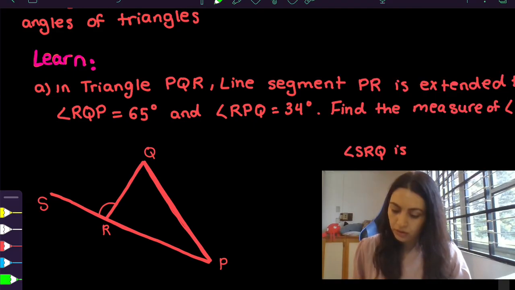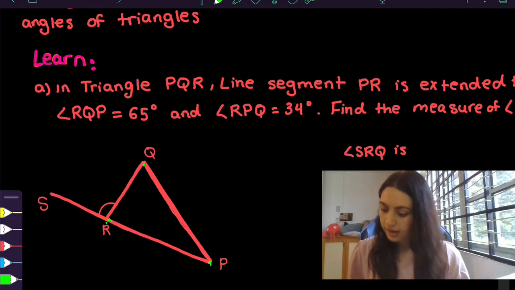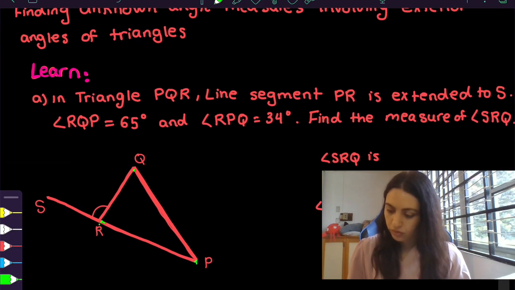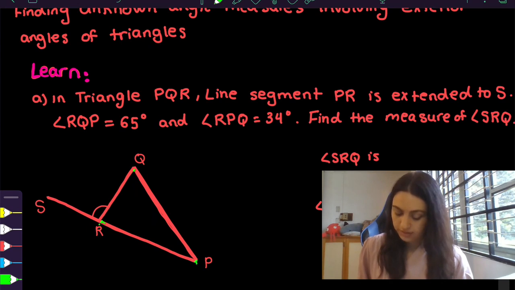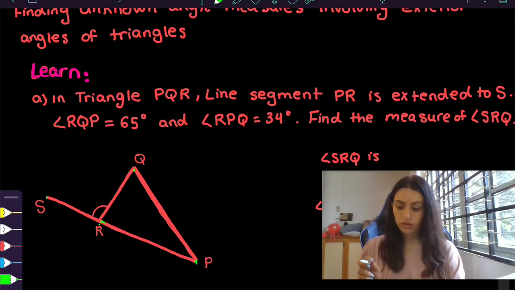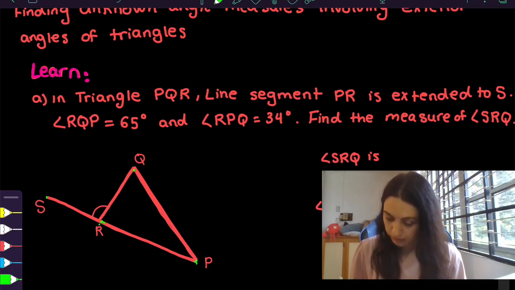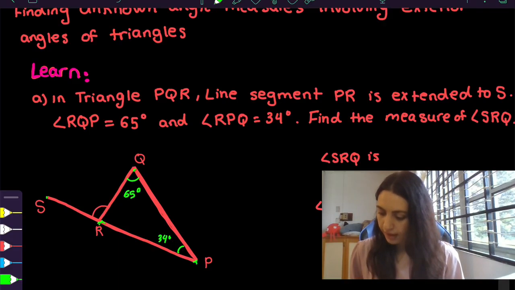Number A. In triangle PQR, line segment PR is extended to S. That's true. You see PR, and it's extended to another point that is called S. Correct? Okay. We have a good understanding of the question. Angle RQP, which is talking about this angle, is 65. I'm going to write it down. And angle RPQ, so it's talking about this angle, is 34. Find the measure of angle S.